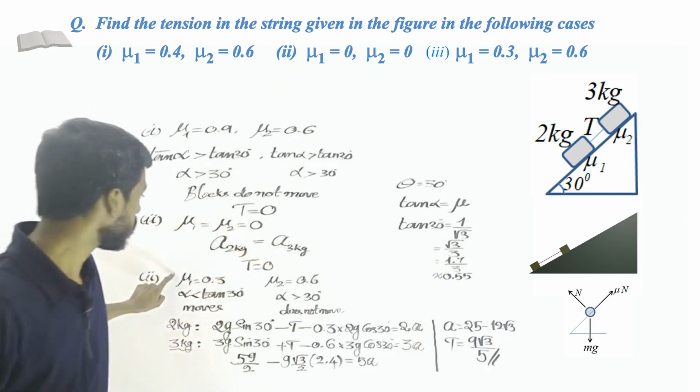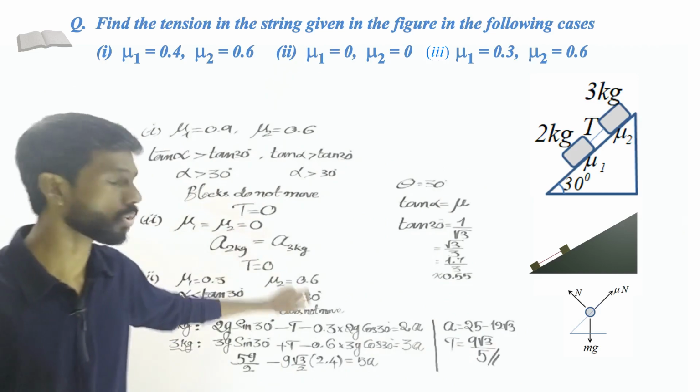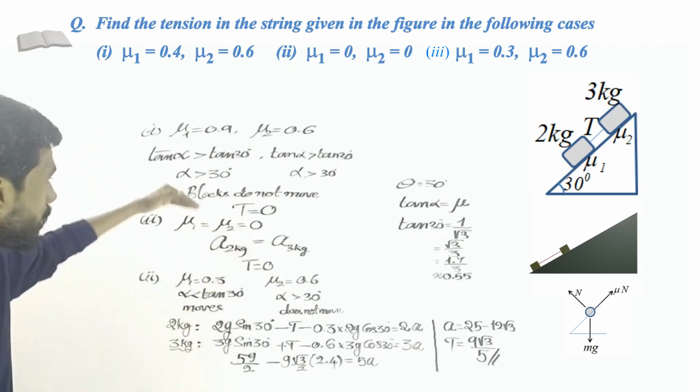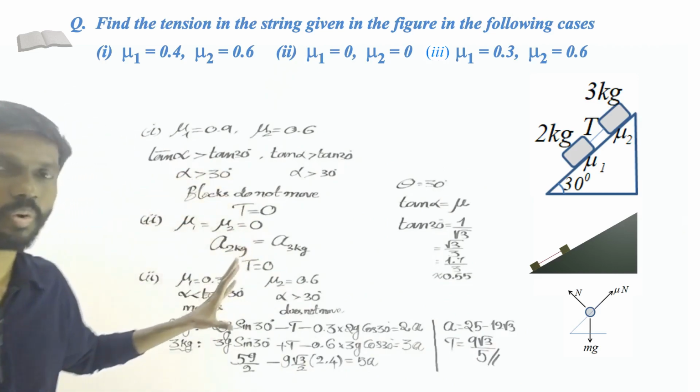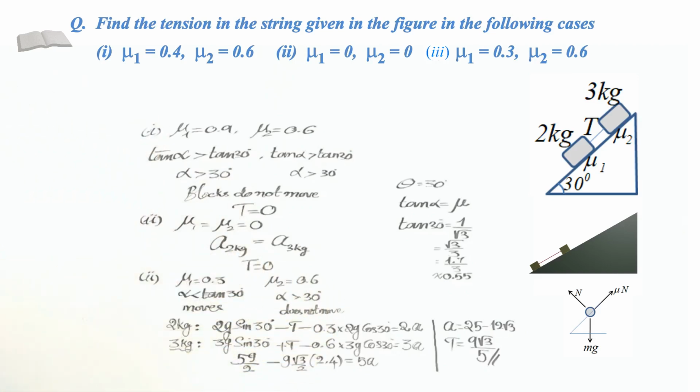So in this case, when mu1 is 0.3 and mu2 is 0.6. In the other two cases, we got the tension value 0. So that's all. That is the answer.